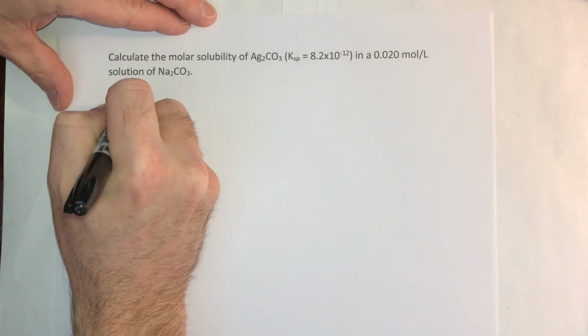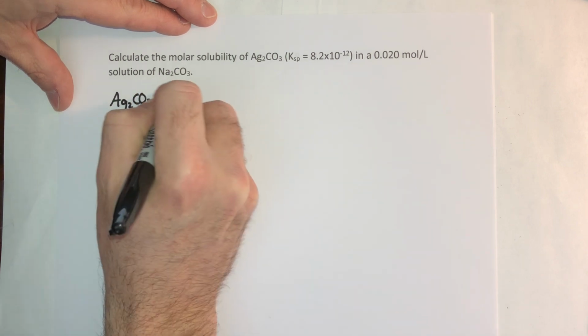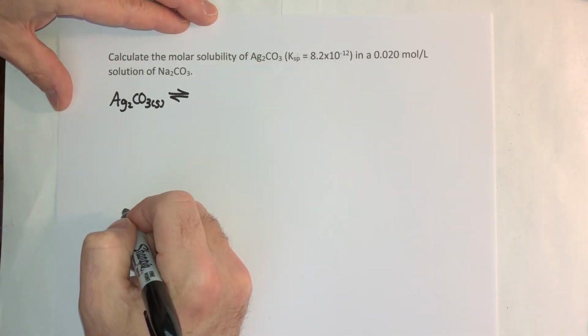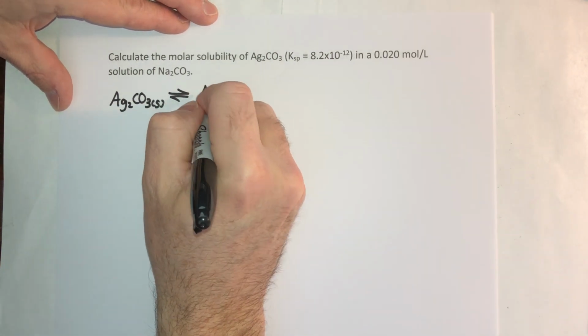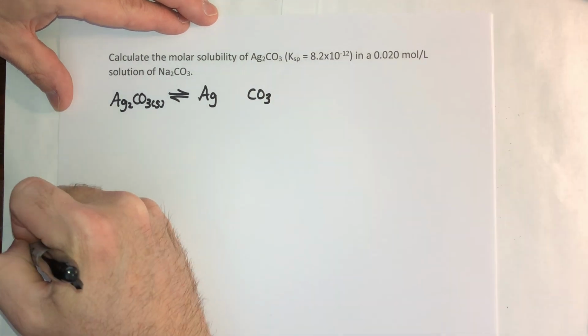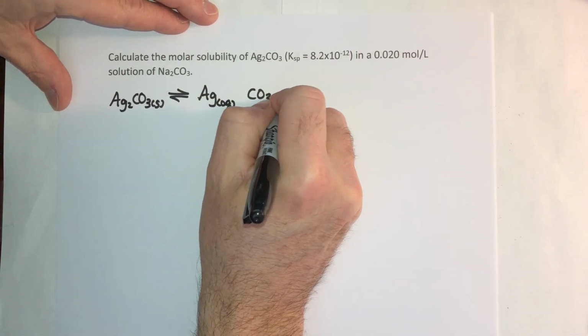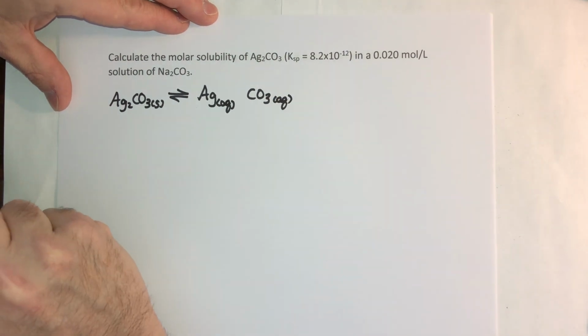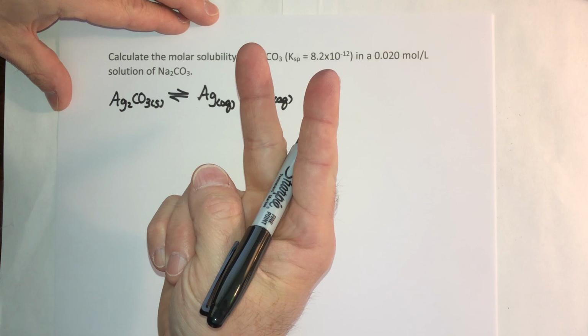So that'll be Ag2CO3 solid in equilibrium. When you put it in water, a small amount will dissociate, so you will get some free silvers, and you will get some free carbonates. The minute they dissociate, they do become aqueous. So aqueous and aqueous. The 2 things you need to do is balance and tell me the charges.